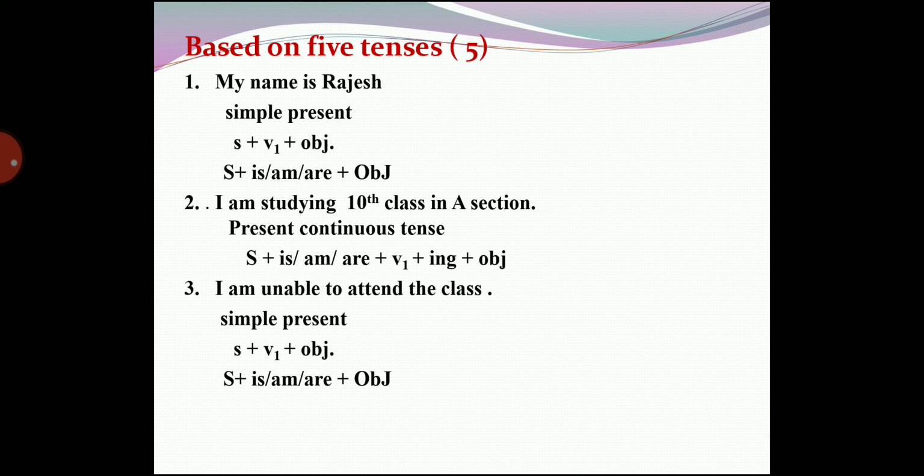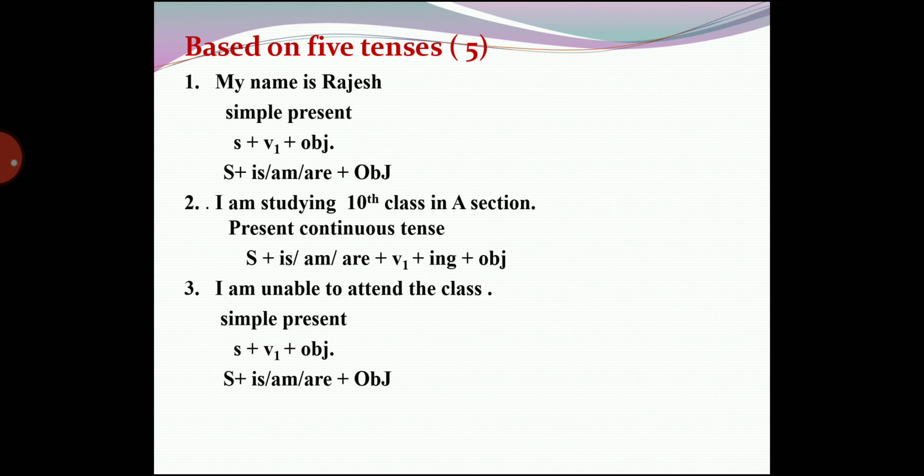and identify which tense the particular sentence belongs to. Now, first sentence is: My name is Rajesh. Simple present. Subject plus V1 plus OBJ. Subject plus is, am, are plus OBJ. So the sentence belongs to the second structure. So is used as a main verb V1 and a primary auxiliary. So you have to be careful and remember this second structure.